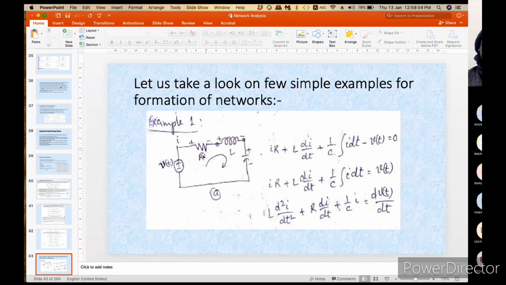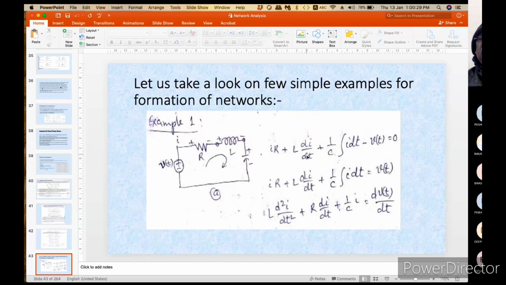It means the voltage drop across each component, right? And the current flowing through is I, given. The same current will be flowing through this loop or circuit. Therefore we can write I into R, of course time varying, so t should be there, and this will be L into di by dt. You know that this formula is there for voltage.